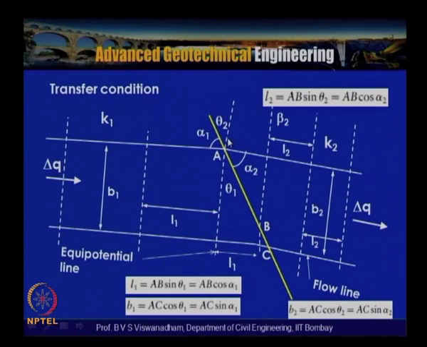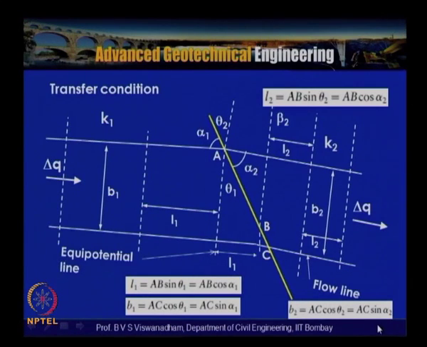Similarly, this is the equipotential line, so this angle is theta 2 in soil 2, and this angle is theta 1 in soil 1. Now the point on the boundary where the deflection of the flow line is occurring is termed A, this point is termed B, and this point is termed C.